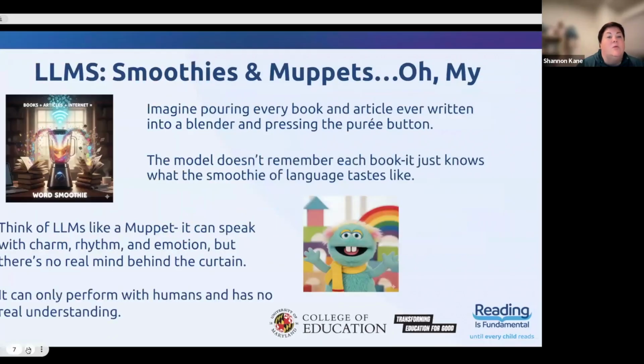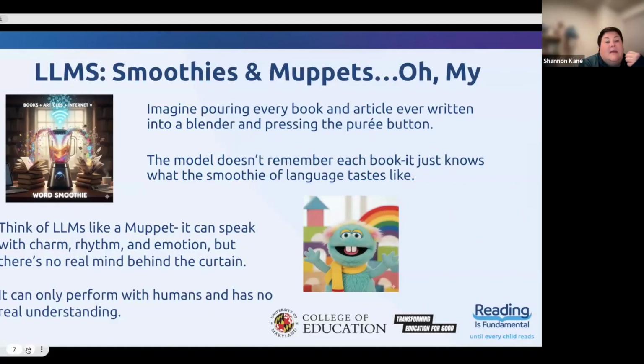So, and again, if we continue, I love this analogy around the idea of large language models. Think of smoothies and Muppets, right? Imagine pouring every book, every article written into a blender and pressing the puree button, right? That's what the large language models are producing. It doesn't remember individual books, it doesn't remember individual articles, it just knows what that smoothie of language tastes like, right? It's again predicting, and it learns from continued iterations, right? And so they're confident and they sound confident, but they actually don't know what they're saying, right?